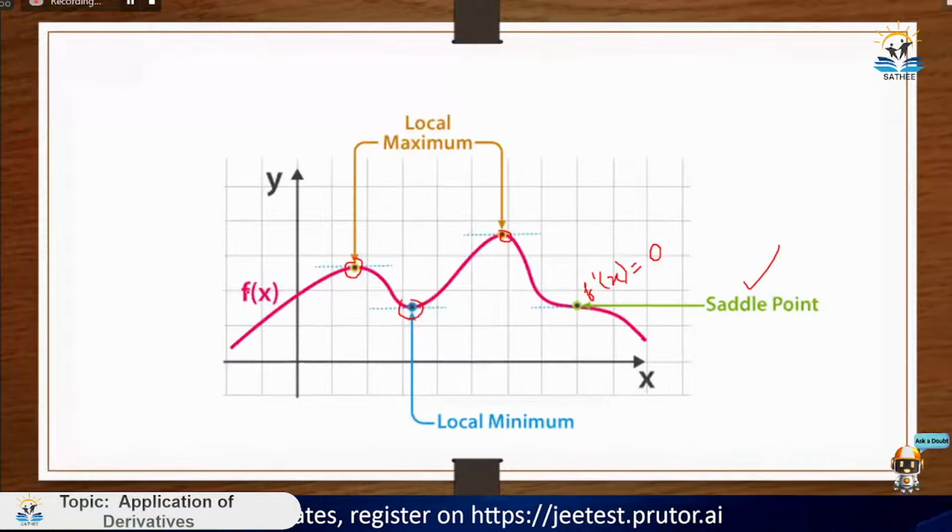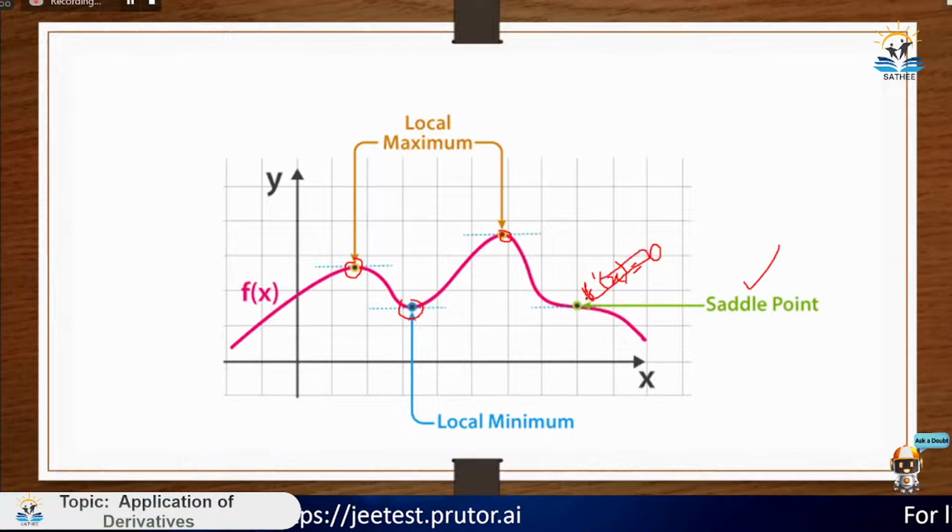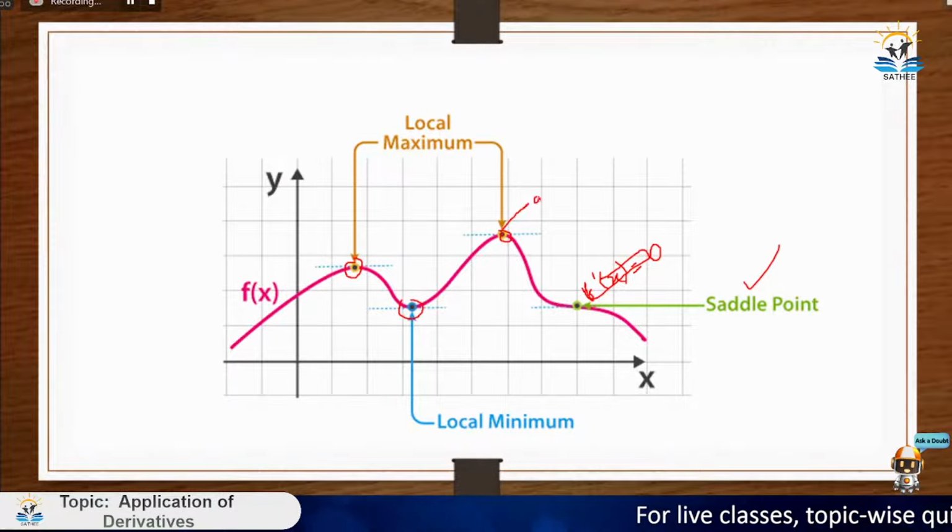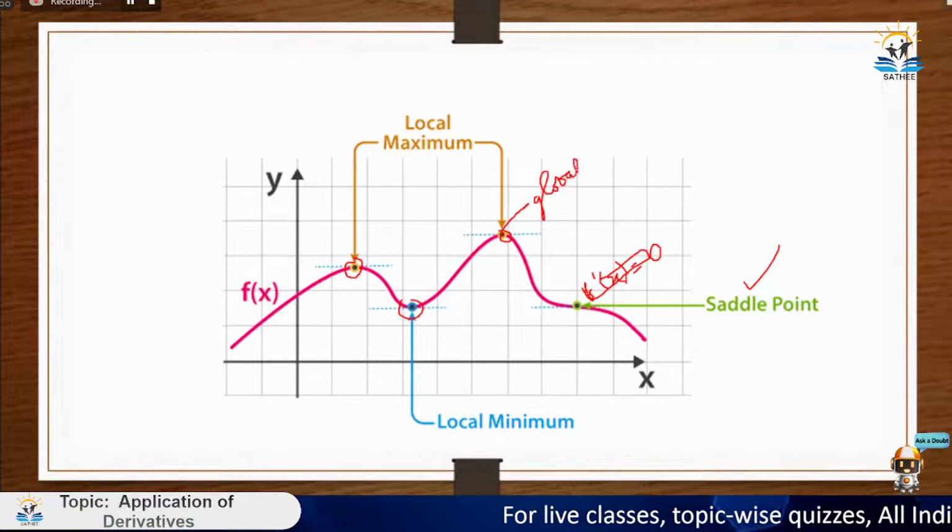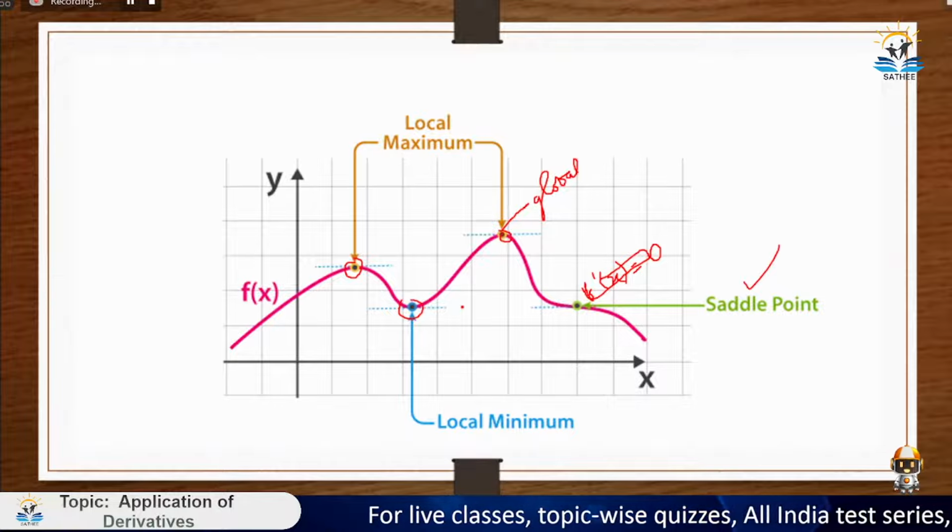Then maximum and minimum I told you, saddle point I told you. If f dash x equal to 0 at some point, then I can say that at that point I'm getting the saddle point. One more thing which is not written here: this is a local minima, but it is also called a global minima because it is the minimum. Similarly, global maxima is the maxima of all maximas, and global minima is the minimum of all minimas.